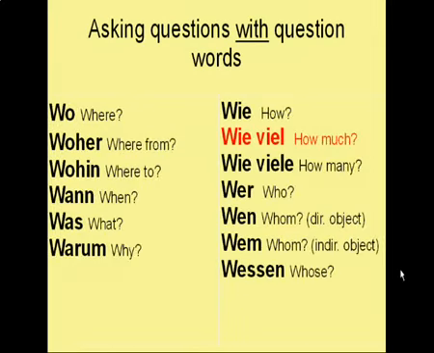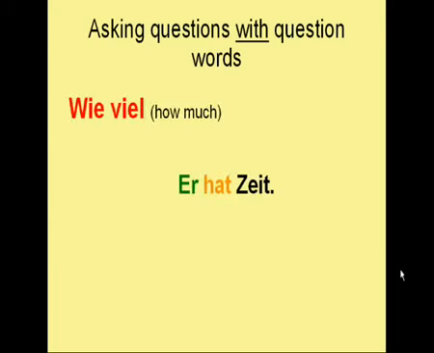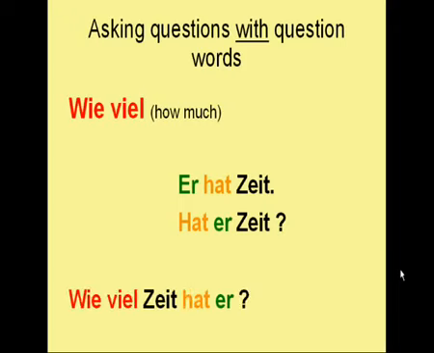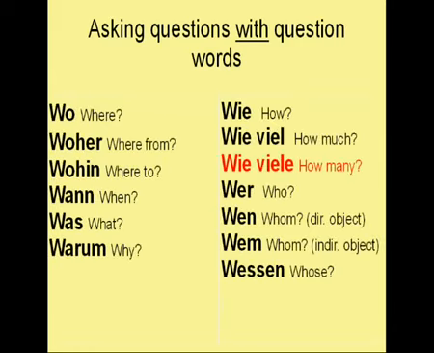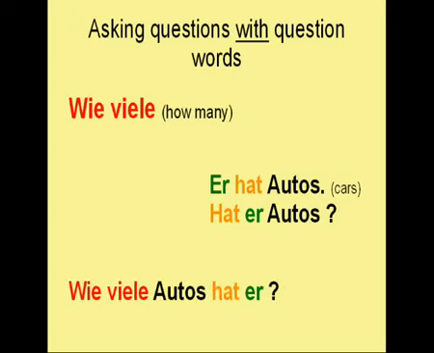Then we have the question word wie viel, how much. "Er hat Zeit," he has time. "Hat er Zeit?" Does he have time? "Wie viel Zeit hat er?" How much time does he have? Then we have the words wie viele, how many. "Er hat Autos," he has cars. "Hat er Autos?" Does he have cars? "Wie viele Autos hat er?" How many cars does he have?